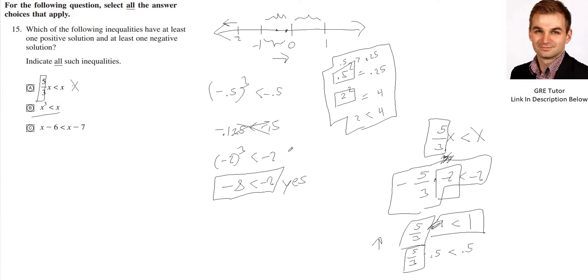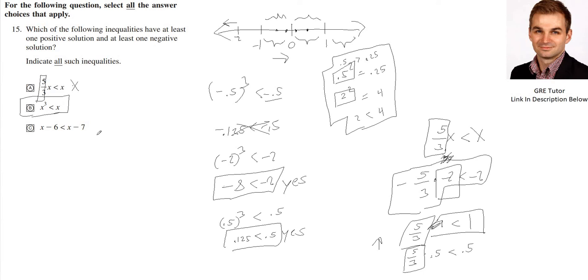Now, can we find a positive that works? Let's try the same thing. Instead of -0.5, let's do a positive 0.5. We're trying both of these sections. 0.5 is greater than 0.5 cubed. 0.5 cubed is 0.125. Is that less than 0.5? Here's 0.5, here's 0.125. Yes, 0.125 is less than 0.5. So actually, yes, this works as well. So we have a yes and a yes. We can have at least one negative and at least one positive solution, so this actually is possible. Very good.